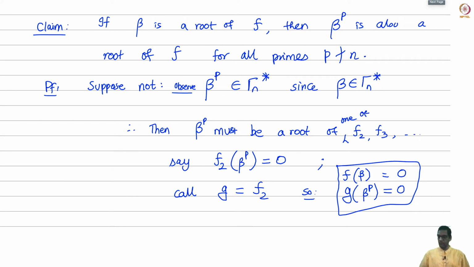Now, what does this mean? You look at this: f(beta) is 0, g(beta^p) is 0. So if I form the new polynomial g tilde of x, what is g tilde of x? This is the same as g evaluated at x^p. Again this is some polynomial. In fact, it's a polynomial with coefficients in Z, because f1 and f2 have coefficients in Z, so of course so does g tilde.